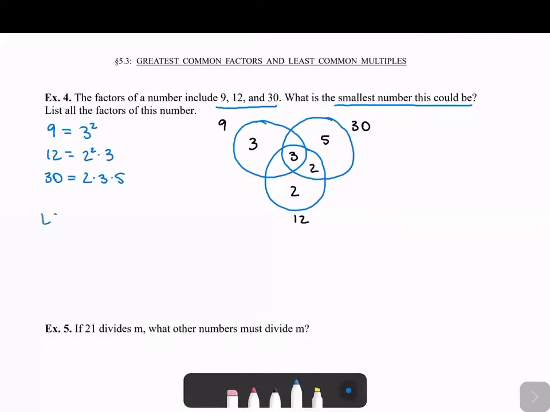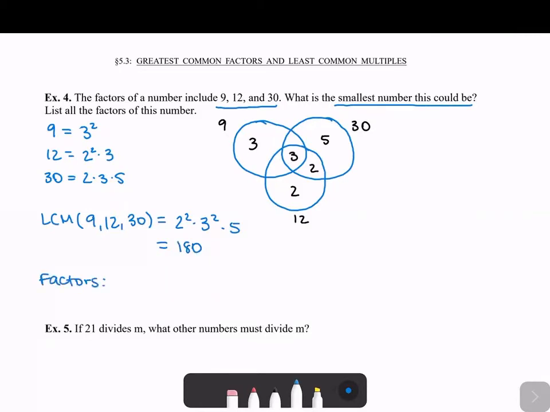So from here, we can get that the LCM of 9, 12, and 30 is 2 squared times 3 squared times 5, which is 4 times 5 times 9, which should be 180, 20 times 9. Okay, so the LCM is 180. And now we want to list the factors.